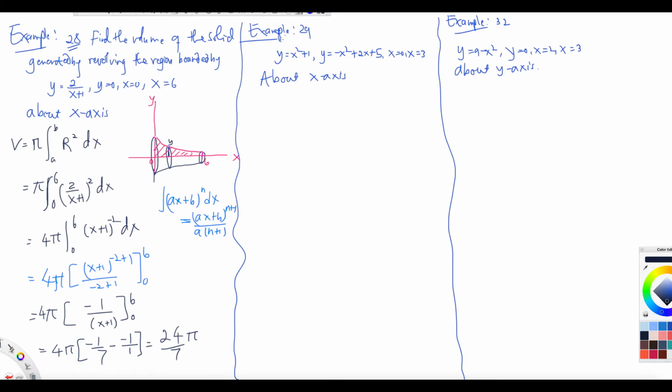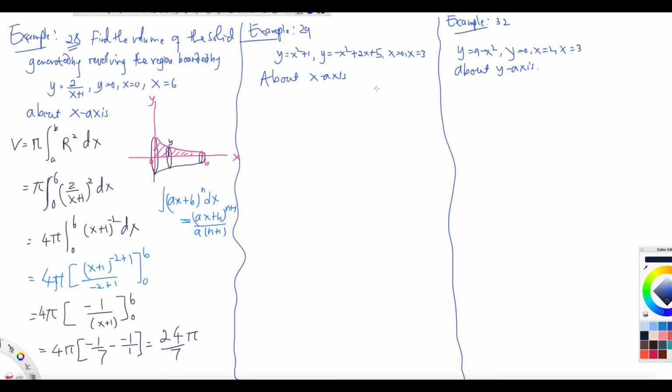Okay, so the next example is example number 29, where you again find the volume of the solid generated by revolving the region bounded by y equals x squared plus 1, y equals negative x squared plus 2x plus 5, and then x equals 0, x equals 3. Okay, that's what it is. And you are again rotating about the x-axis.